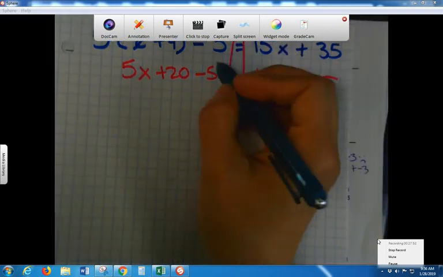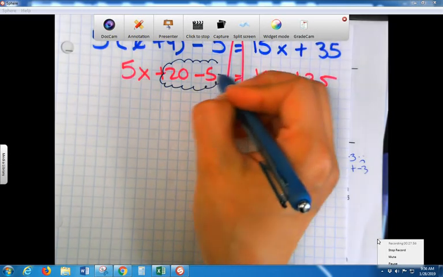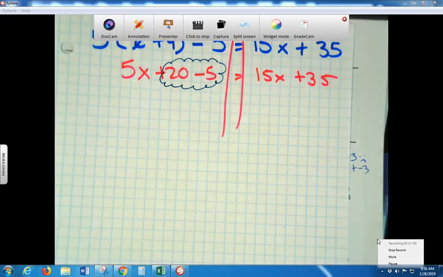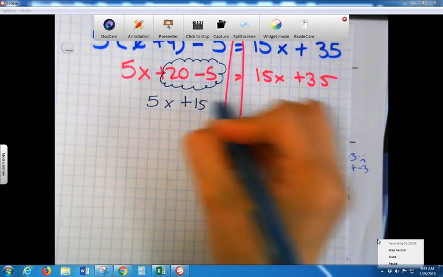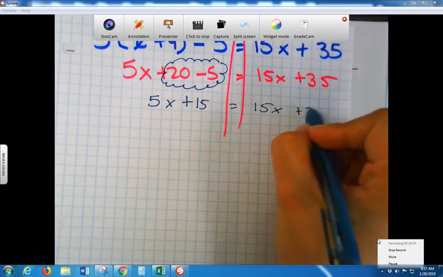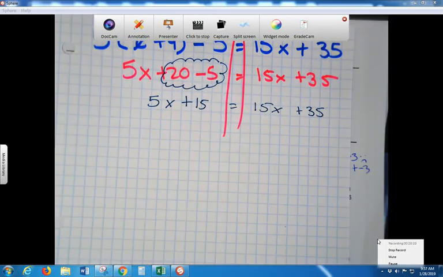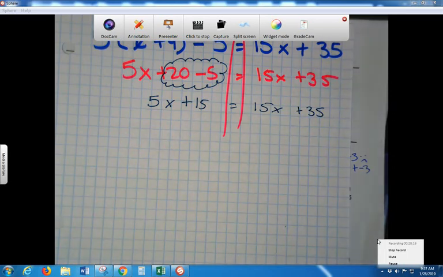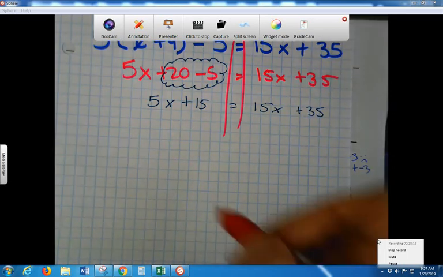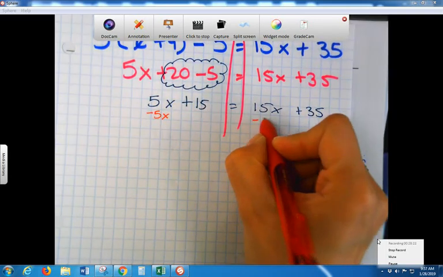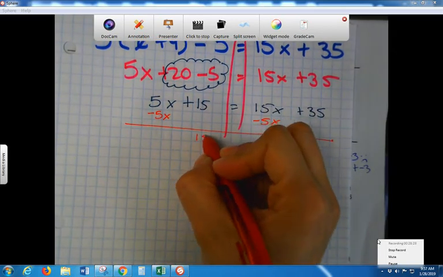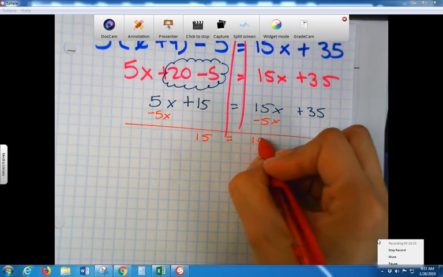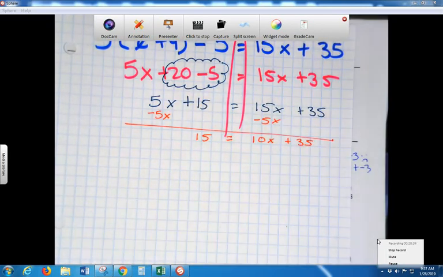I would do this. What's 20 minus 5? 15. So 5x plus 15 is equal to 15x plus 35. All right. Wow. Now what? Take away the 5x. Okay. So we're going to take away 5x. Then use the 15, and then 15 makes it equal to 10x. And it becomes 10. And you put the bars and you subtract 35.